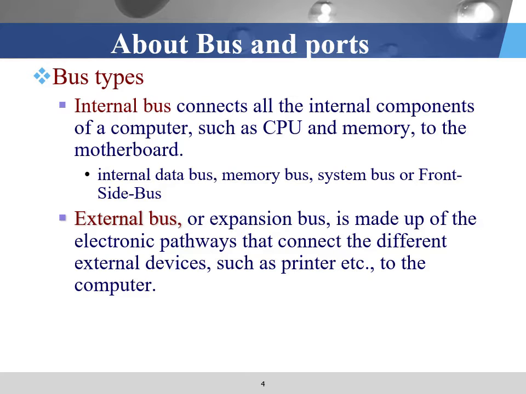So there are basically two types of bus, internal bus and external bus. The internal bus is used to connect all the internal components of a computer, such as CPU, memory, and the main board. The external bus is also called the expansion bus. This type of bus is used to connect outside devices like printers, video cards, or sound cards.